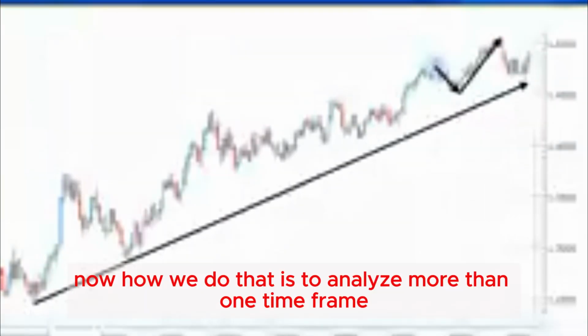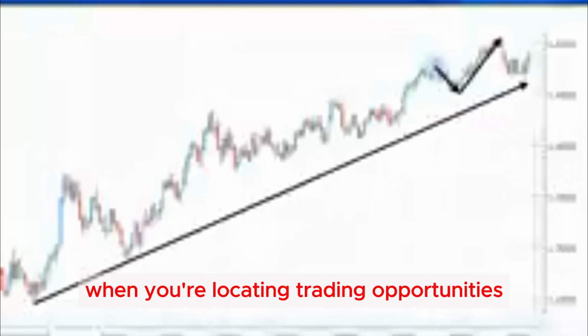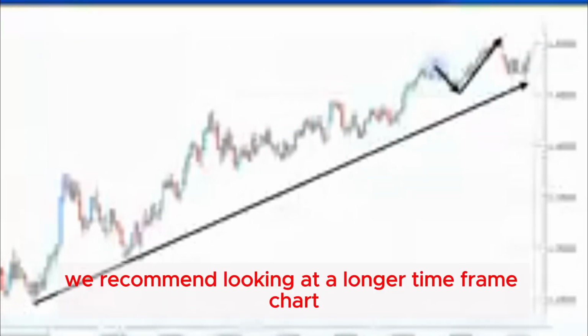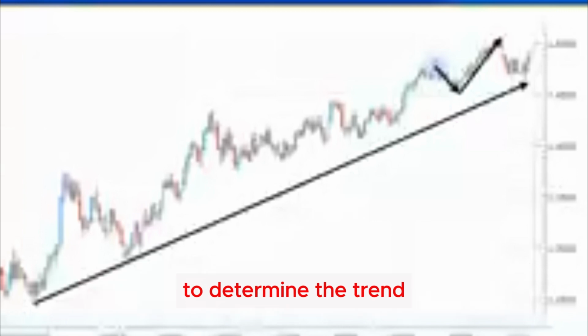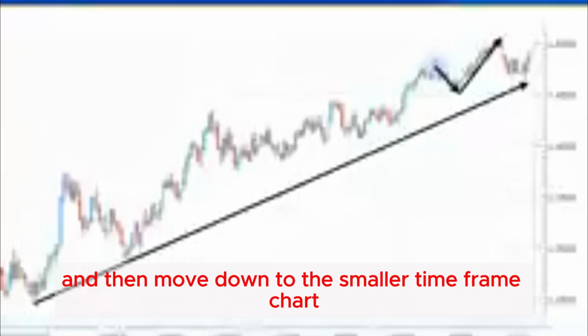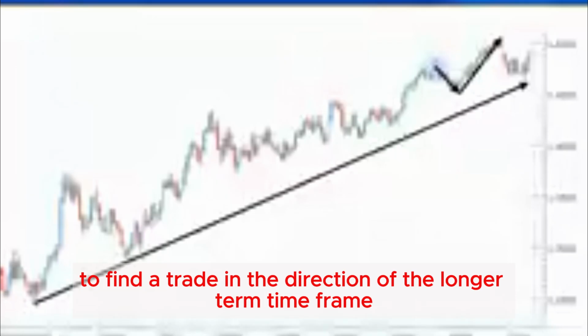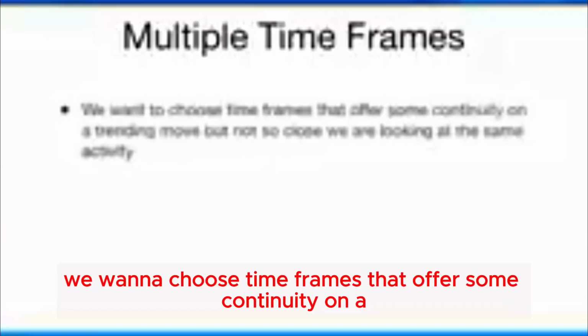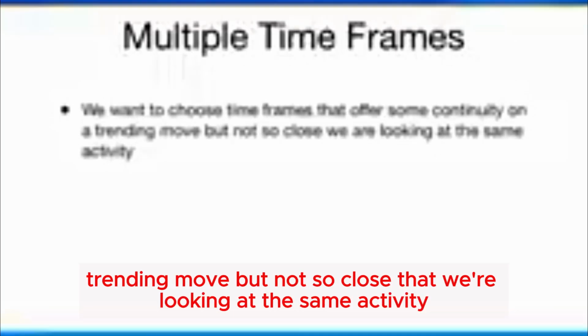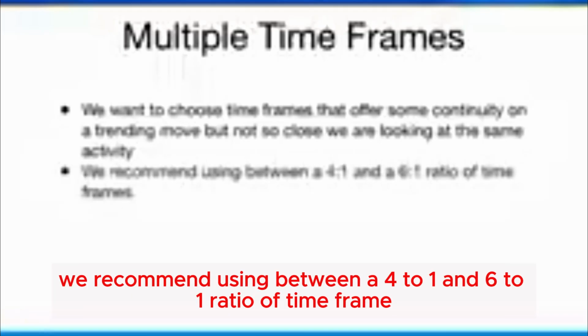Now, how we do that is to analyze more than one time frame when you're locating trading opportunities. We recommend looking at a longer time frame chart to determine the trend, and then move down to the smaller time frame chart to find a trade in the direction of the longer-term time frame. We want to choose time frames that offer some continuity on a trending move, but not so close that we're looking at the same activity. We recommend using between a 4-to-1 and 6-to-1 ratio of time frame.